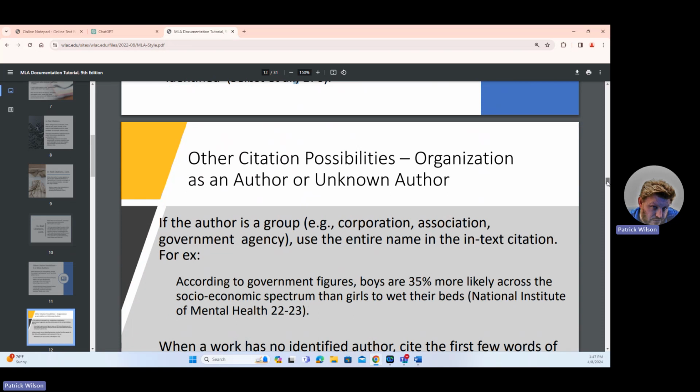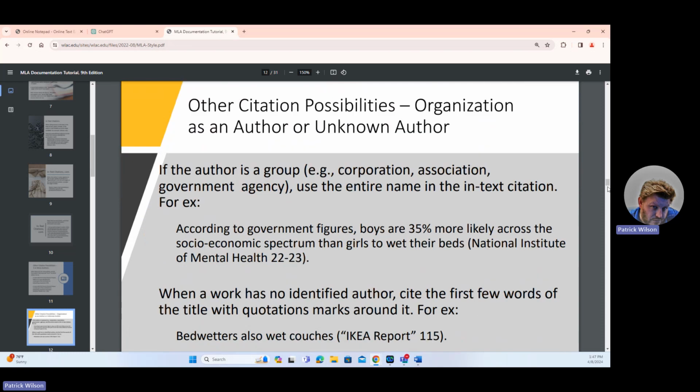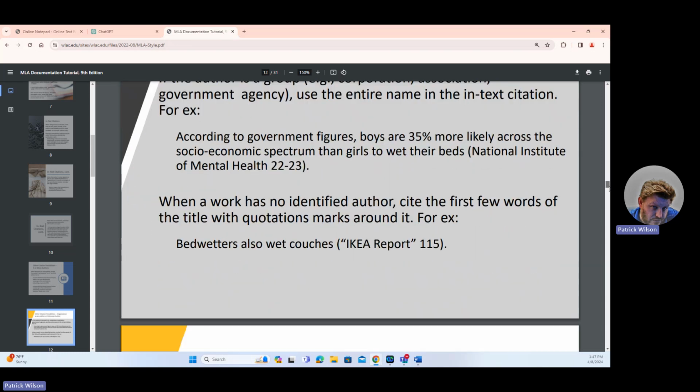Other citation possibilities: organizations as author or unknown author. If the author is a group, that is a corporation, association, or government agency, use the entire name in the in-text citation. For example, here they're using the National Institute of Mental Health. And again, this is telling me pages 22 to 23. When a work has no identified author, cite the first few words of the title with quotation marks around it. For example, "IKEA Report." Notice there are quotation marks around that. And then again, the page number 115.